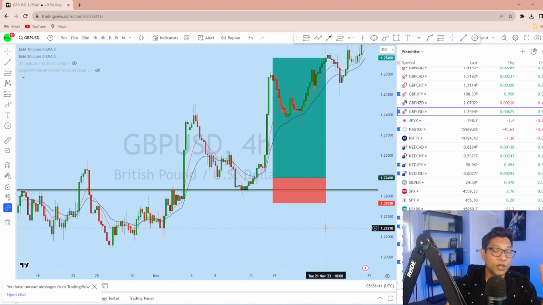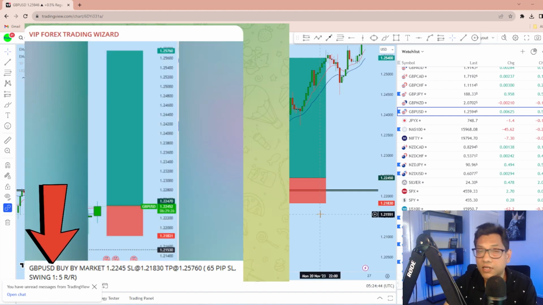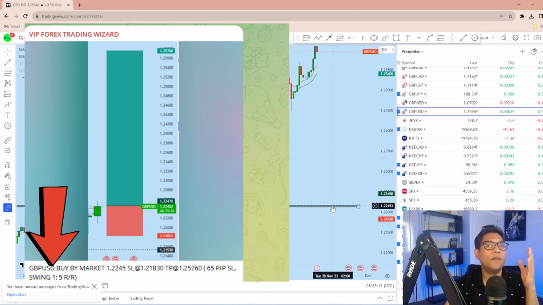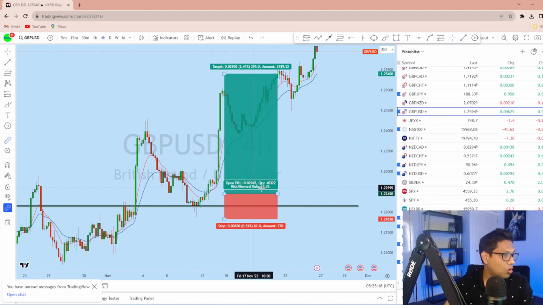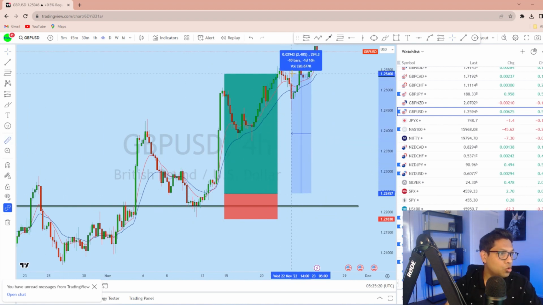And as you can see on the screen, this same trade was also sent out to the VIP group. As soon as I opened that trade, GBP USD didn't look back. The price went up a massive 294 pips on that single trade. That gave me $15,500 from this single trade. As you can see, this is a very high risk to reward ratio trade with a smaller risk and bigger profit target. That's how the smart money trades the market.